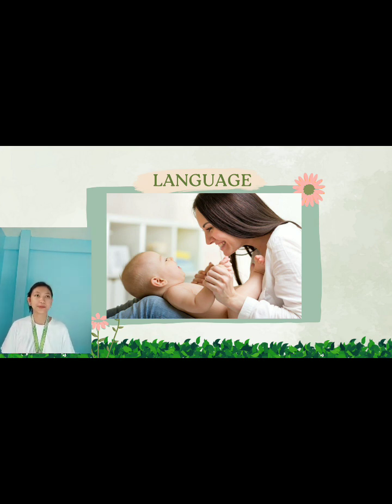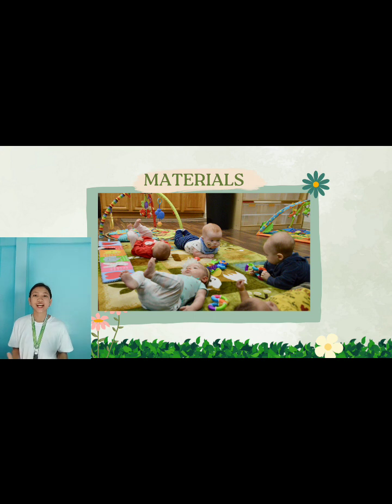The next is materials. Infants learn about their world by manipulating materials, exploring their environment, and interacting with others. Materials that are enticing, interesting, and easily accessible can encourage children's interaction and learning. For example, blocks, instruments such as a xylophone, and books with nursery rhymes.